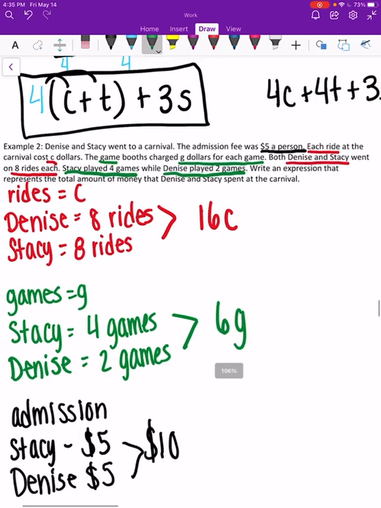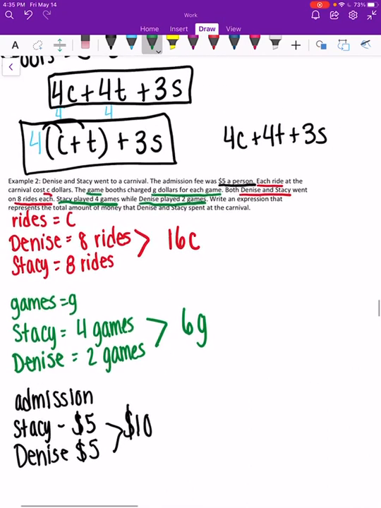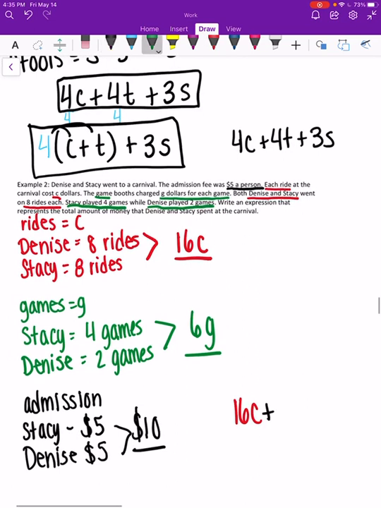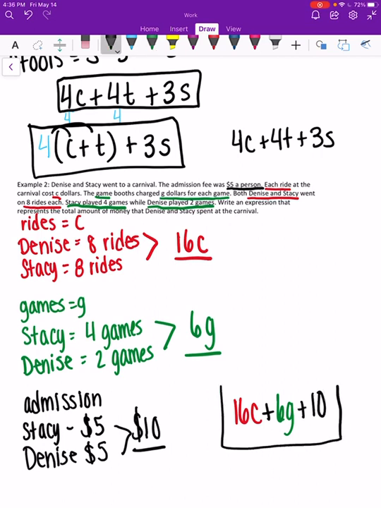So if we want to figure out how much they paid all together, we're going to have to add 16C, 6G, and then $10. So 16C plus 6G plus 10. And that's our expression. So once we know how many rides they rode and how many games they played, we can find out exactly how much money they spent at the carnival.